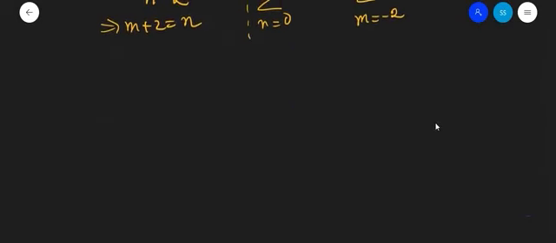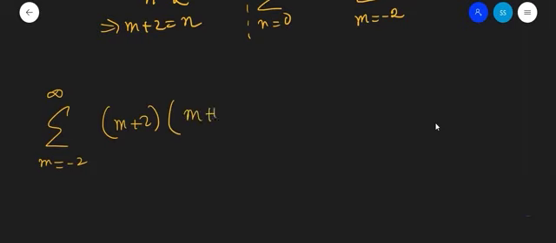So let me just write down the terms. This will be m equals minus 2 to infinity. You will have a m plus 2 over here, you will have a m plus 1 over here. Instead of a of m, you will get a m plus 2. And now you have t to the power m.